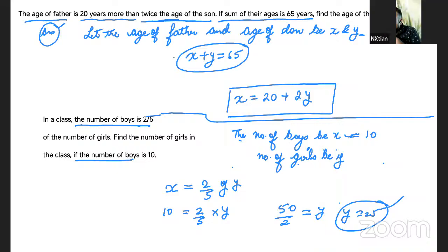Then we will do one new type of question, which you don't have to do. You just understand it, and then I will give you a different question based on that. Just give me a second. Let me find that question.